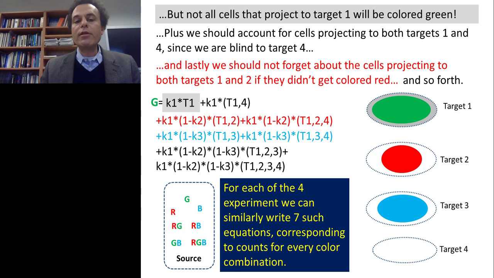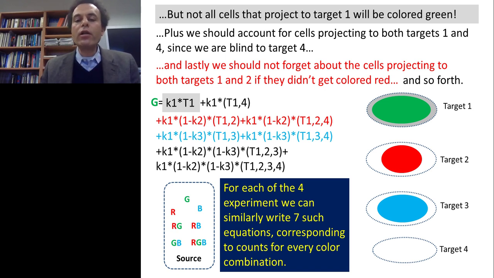So all the neuron types that project to both target 1 and target 4 are also going to be green. So we also have to add K1 times T1,4, which is the number of projection types that hit both target 1 and target 4. But that's also not enough because we also have neurons that project to 1 and 2, but they are in the penumbra of 2, the fraction of the cells that invade 2 that are not picking up the red color.